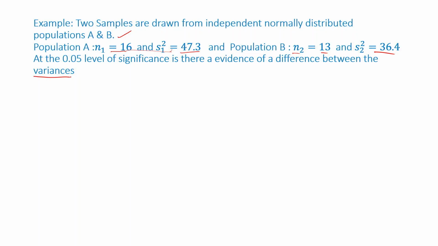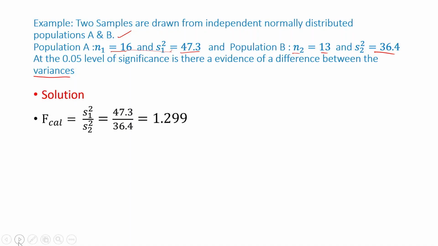Can we really say that there is a difference in the variances? One variance is 47.3, the other variance is 36.4. In one case, the sample size is 16; in the other case, the sample size is 13. Now we want to compare their variability. So, how to go about it? The solution is to calculate the value of F.